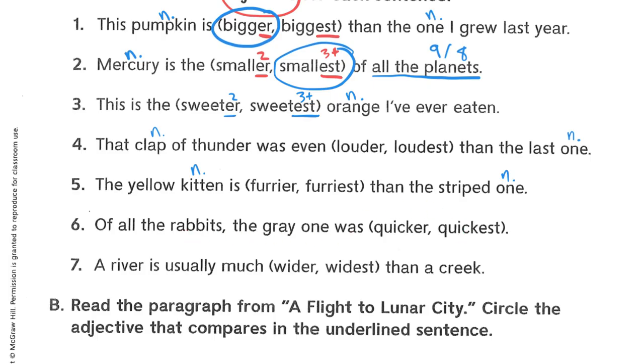They both sound good, but only one of them is really correct because I have rabbits, which would mean a lot of rabbits, and I'm comparing one of them to all of them. So that's more than 2, okay? On the next one, it says, a river is usually much blank than a creek. What 2 nouns am I comparing? A river and a creek. Those are my nouns. Okay?